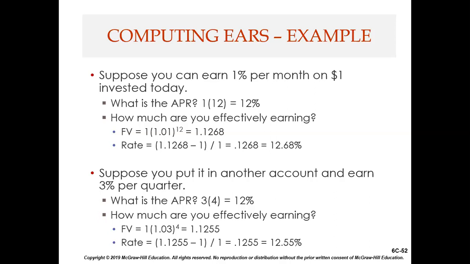Suppose you put it in another account and earn 3% per quarter. What is the annual percentage rate? Well, 3%, 4 quarters in a year, is a 12% annual interest rate. But how much are you really earning? Well, now, because you're earning interest on your interest, take 1 times 1 plus the interest rate to the number of periods it's compounding, 4. 1.1255 would be the amount that you earn. Subtract 1 from that, and that's 12.55%. So that's your effective annual rate. And the formula for this is on page 169 as well.